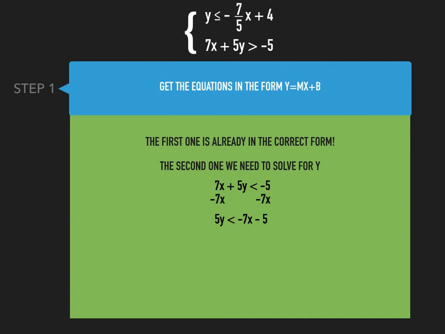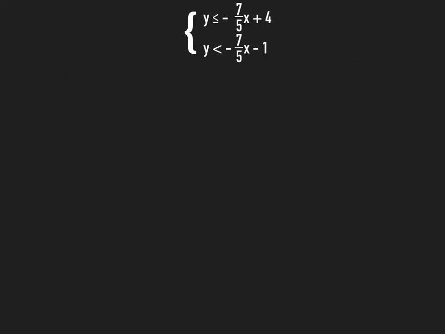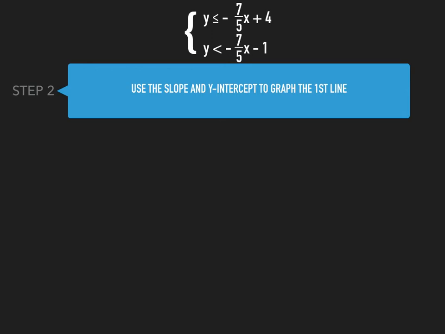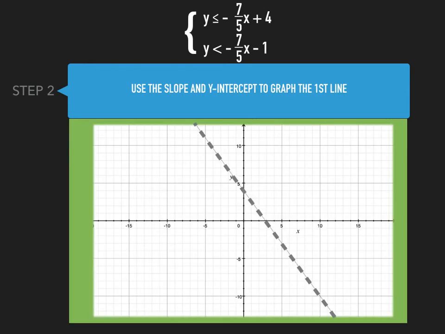Then we want to get rid of that 5. So the opposite of multiplying by 5 is dividing by 5. Divide both sides by 5 and we get y is less than negative 7 over 5x minus 1. Once again, remember to divide that 5 into the negative 7x and the negative 5. Then we use the slope and y-intercept to graph the first line. Please note that my y-intercept is 4 and my slope is negative 7/5.